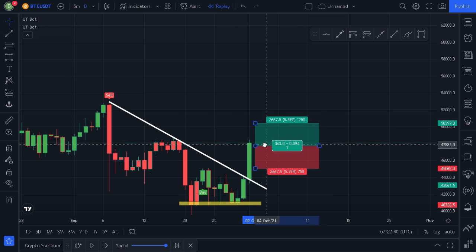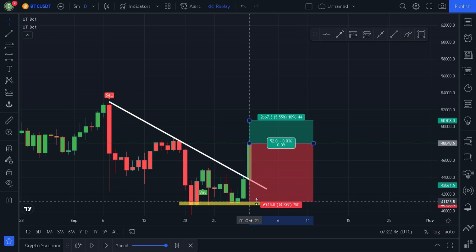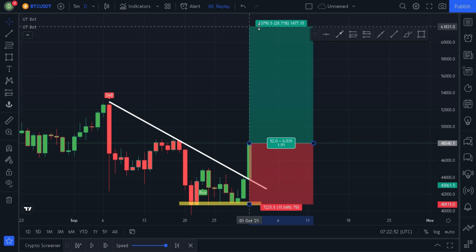Then you will take a long trade entry at the close of this bullish momentum candle and set your stop loss at the previous low and target a 1.9 risk to reward ratio. Let's run the replay to see the result of the trade entry.